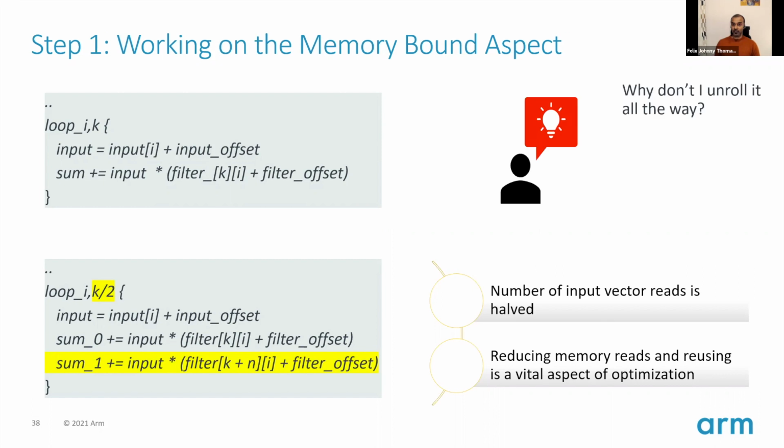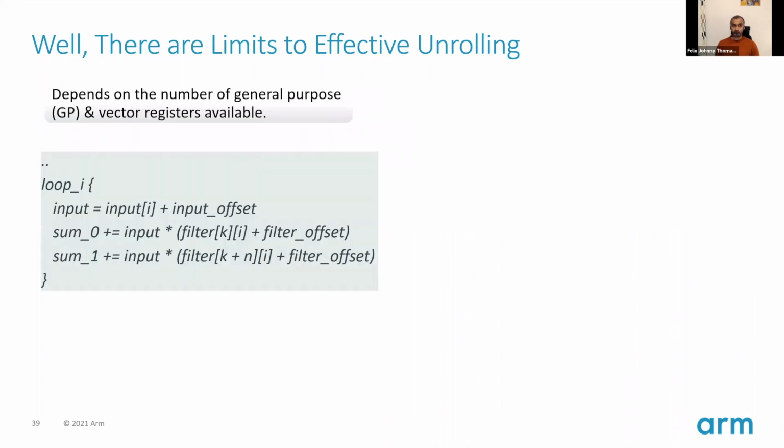Now, again, you could ask, if unrolling is so good, why don't I unroll it 4 times or 5 times? Well, there are limits to effective unrolling, and here we'll see what factors affect that. It primarily depends on the number of general purpose registers and the vector registers that your processor has.